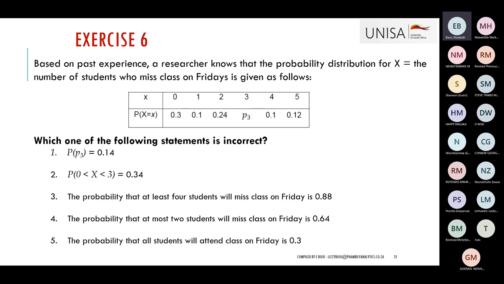And question number 6, there is a missing value there. They say it's probability 3. You need to calculate it and see if it's 0.15. And the between and at least, at most, I told you that they like at least and at most. So you need to know those things by heart by now. And the probability that all students, you should be able to find that.